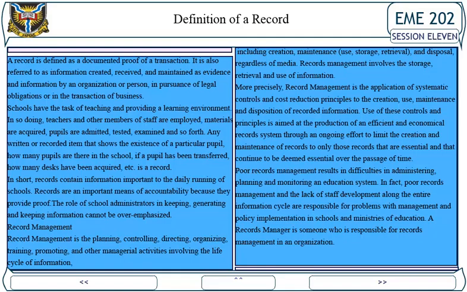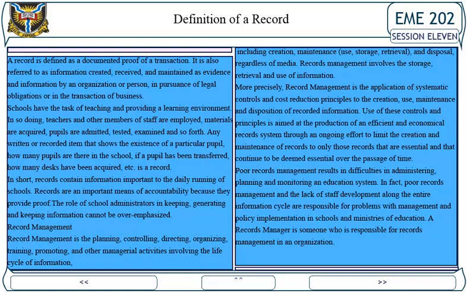Record management. Record management is the planning, controlling, directing, organizing, training, promoting, and other managerial activities involving the life cycle of information, including creation, maintenance, use, storage, retrieval, and disposal, regardless of media. Records management involves the storage, retrieval, and use of information.